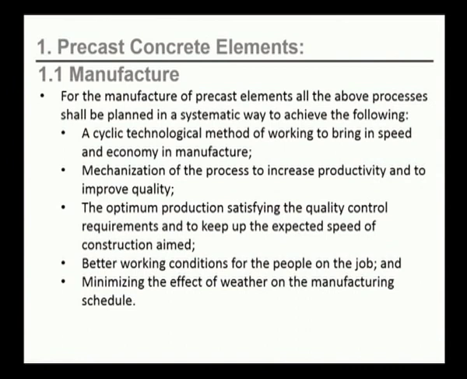For the manufacture of precast elements, all these processes shall be planned in a systematic way to achieve the following. Number 1, a cyclic technological method of working to bring in speed and economy in manufacture. Number 2, mechanization of the process to increase productivity and to improve quality. The optimum production satisfying the quality control requirements and to keep up the expected speed of construction aimed. Next point, better working conditions for the people on the job, and last but not the least, minimizing the effects of weather on the manufacturing schedule.